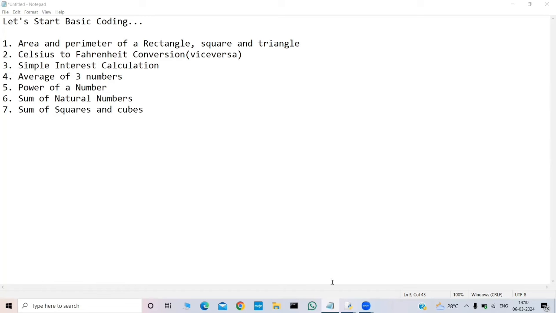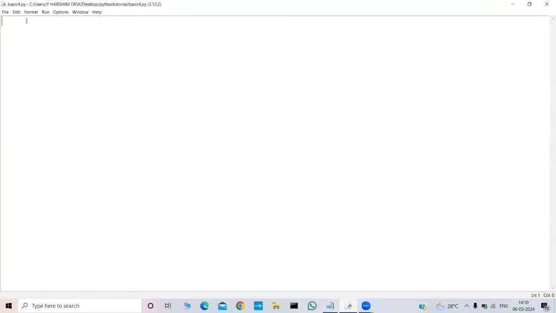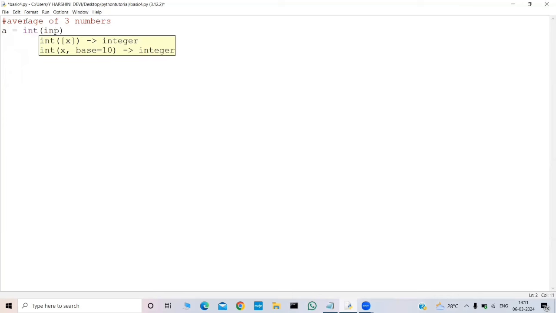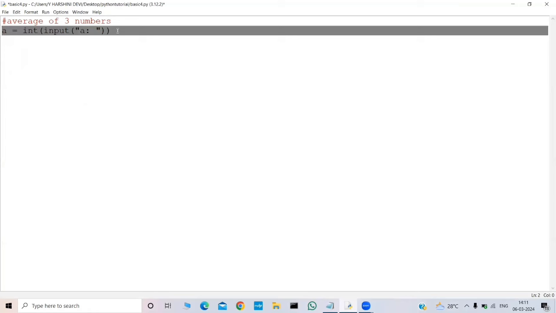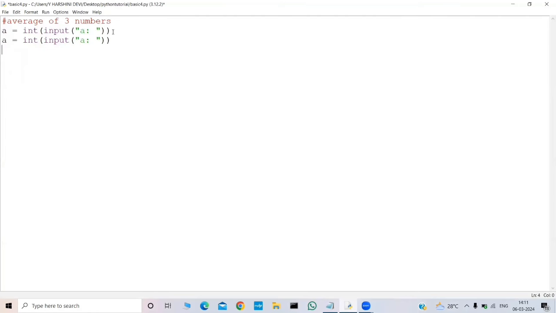And the next problem was average of three numbers. Code for average of three numbers. Of course, we need three inputs. They are equal to int of input of A, then B, and then C. It was C.